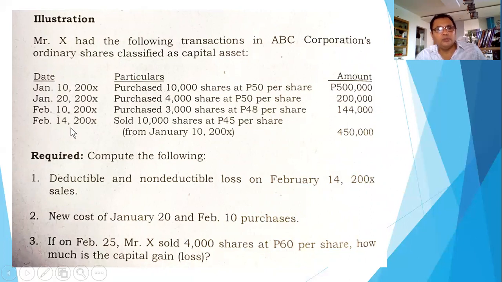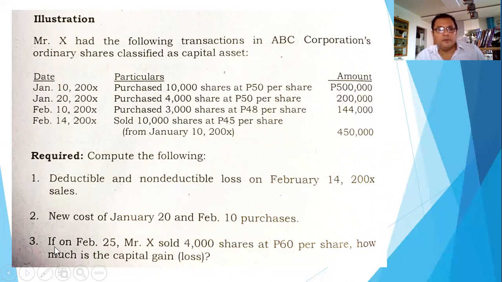Then on February 14, 2000, same year, he sold 10,000 shares at 45 pesos per share. So it has, this is taken from his purchase made on January 10, 2000, same year. So 10,000 shares sold here on February 14. So there's a loss of 5 pesos per share, 450,000. So how do we compute the deductible and non-deductible loss on the February 14 sale, or the new cost of the January 20 and February 10 purchases?